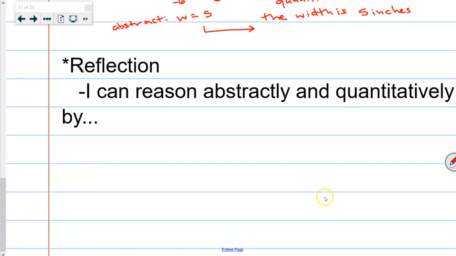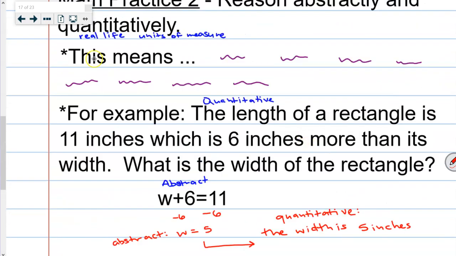All right, guys, that's it. That is Math Practice 2, Reason Abstractly and Quantitatively. Please don't forget your assignment tonight is to go into Canvas and put it in your own words. Tell me what you wrote down here. This means whatever you wrote down. That is your Canvas assignment tonight.